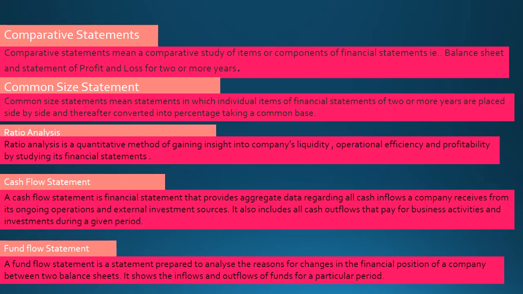Common size statements, or common size financial statements, mean statements in which individual items of financial statements of 2 or more years are placed side by side and thereafter converted into percentage, taking a common base. The common base is taken as the total of assets or total of equity and liabilities in the case of common size balance sheet, and revenue from operations in the case of common size statement of profit and loss.